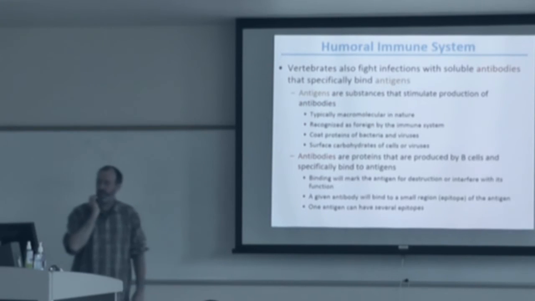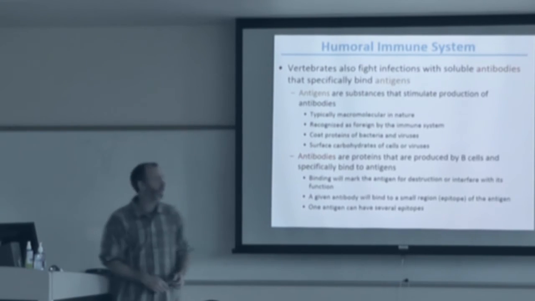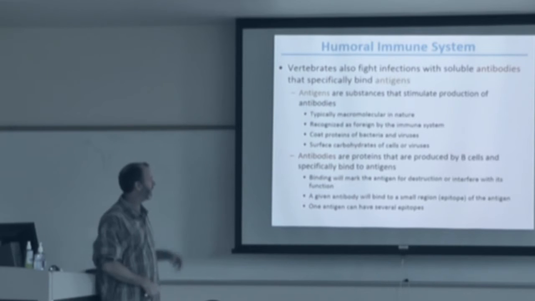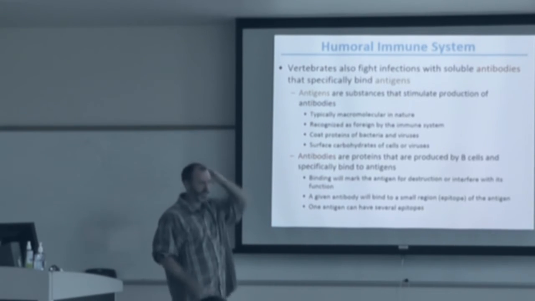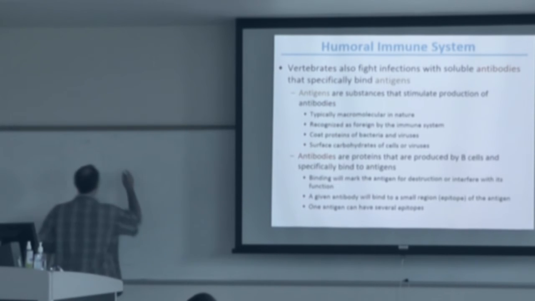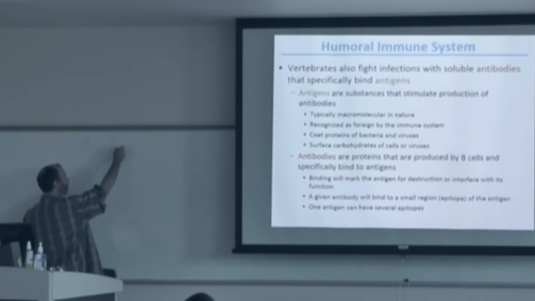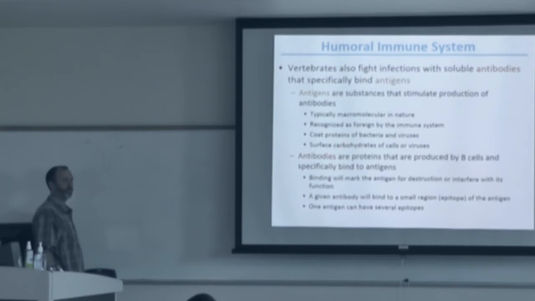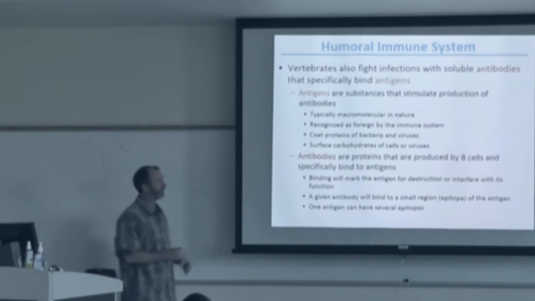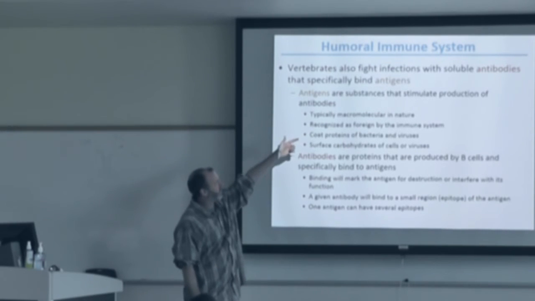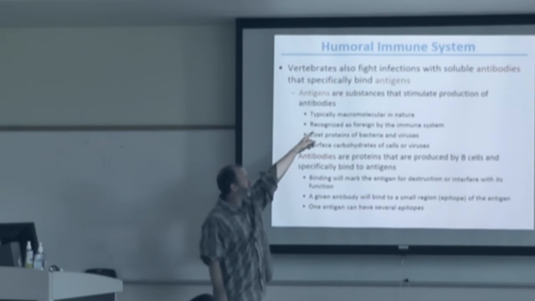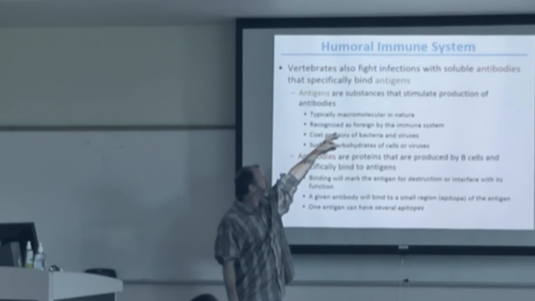So vertebrates also fight infection with soluble antibodies that specifically bind the antigens. And I didn't explain what antigens were, right? So antigens are basically the ligands for these Fab fragments, or antigen binding regions, of the antibody. So they're the ligands that the antibodies recognize, and they're the substances that stimulate the production of antibodies, typically macromolecular in nature.